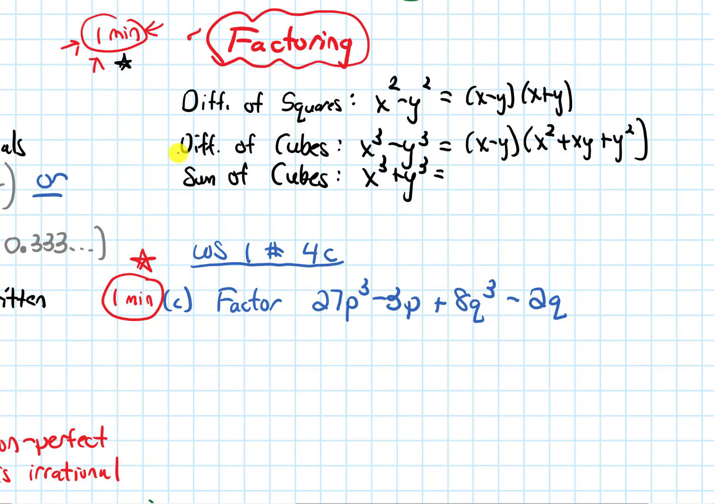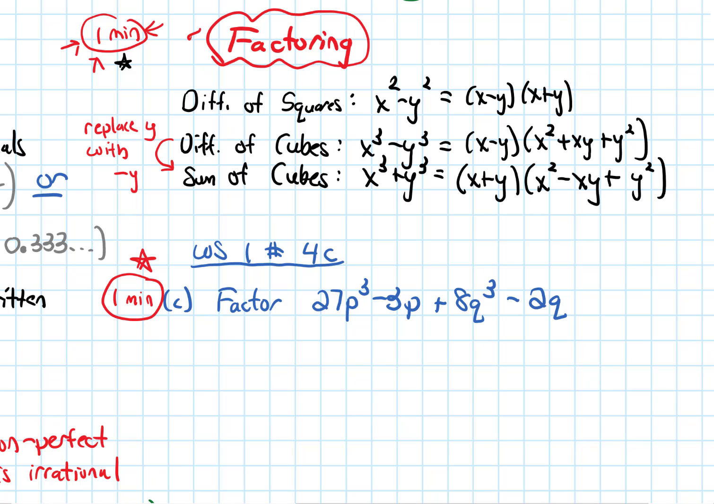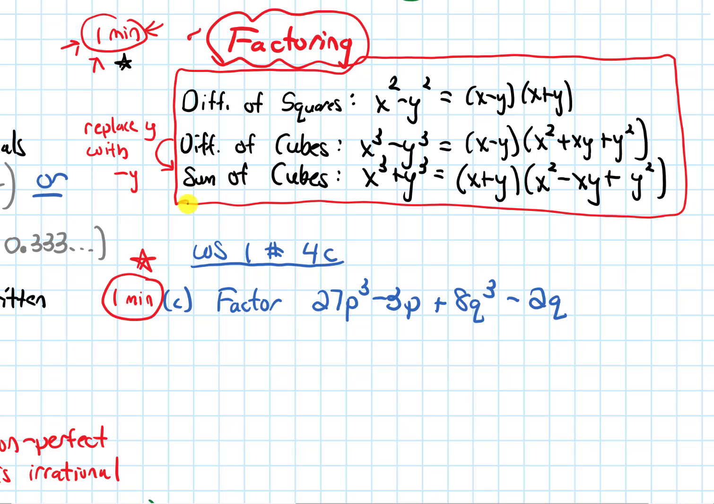And remember the trick to get sum of cubes quickly from difference of cubes. What you can do is replace y with negative y. If you did that, this would become x plus y. That sign would change. And then you'd get x squared minus xy. And then plus negative y squared would still be positive, because when you square that negative, it becomes positive. So plus y squared. Alrighty, so we have these three key factoring formulas. And now let's try a practice problem.